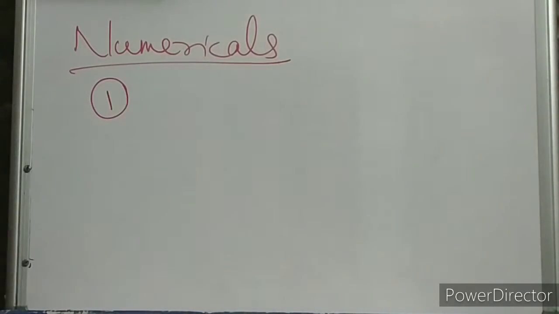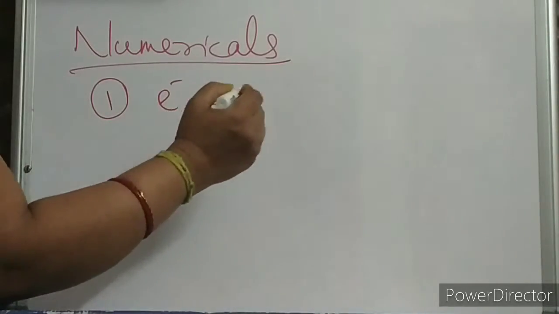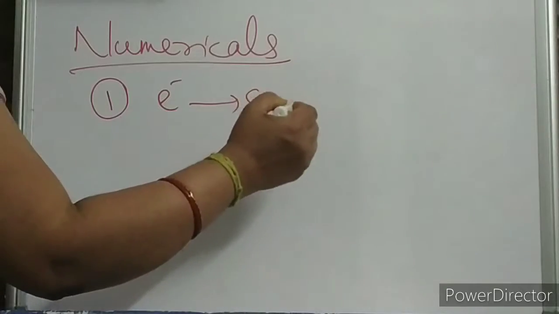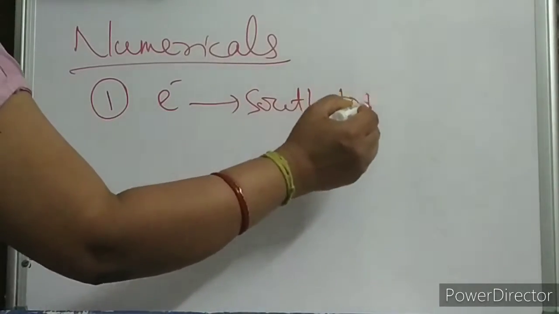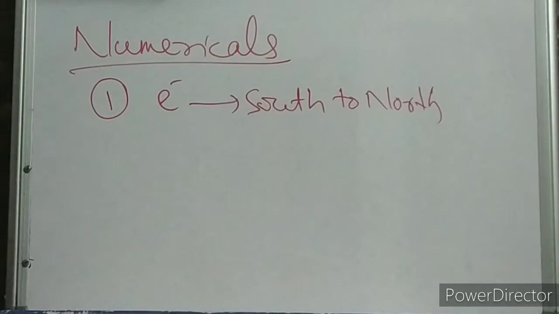It is given: if the electrons in a conductor are moving from south to north, what will be the direction of the magnetic field about the conductor? It is asking the direction of the magnetic field.